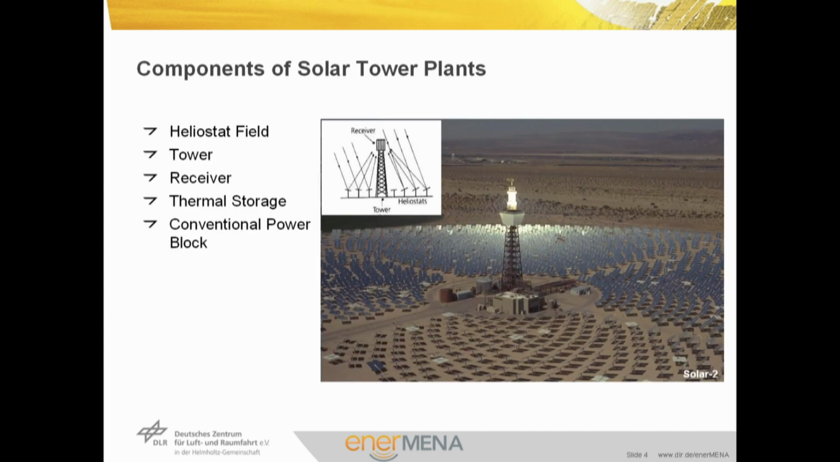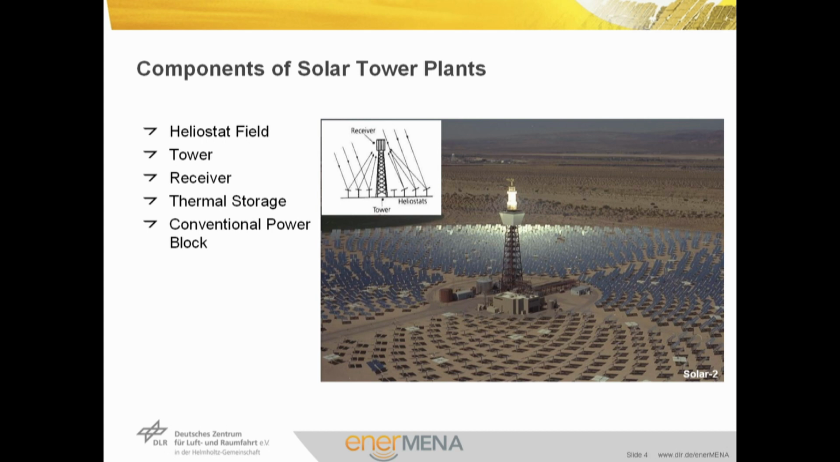What are the different components of a solar tower plant? Well, at first we have got the solar field, which you can see here. This solar field reflects sunlight on top of a tower. On the top, a receiver is mounted, and this receiver absorbs the radiation, collects the heat. Then, usually you have a heat storage and a conventional power block, which you can see here.